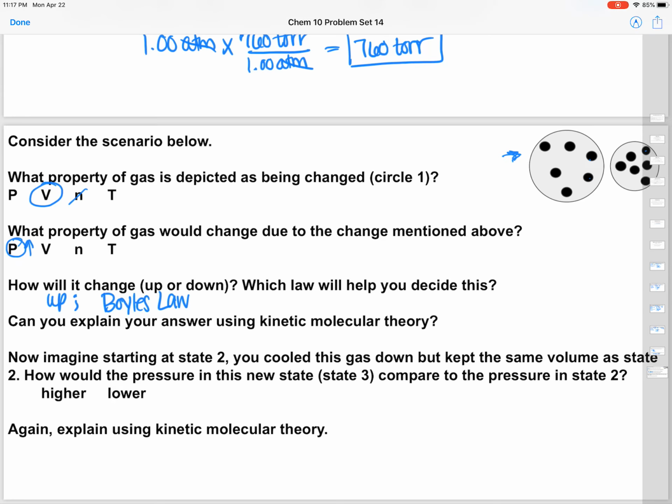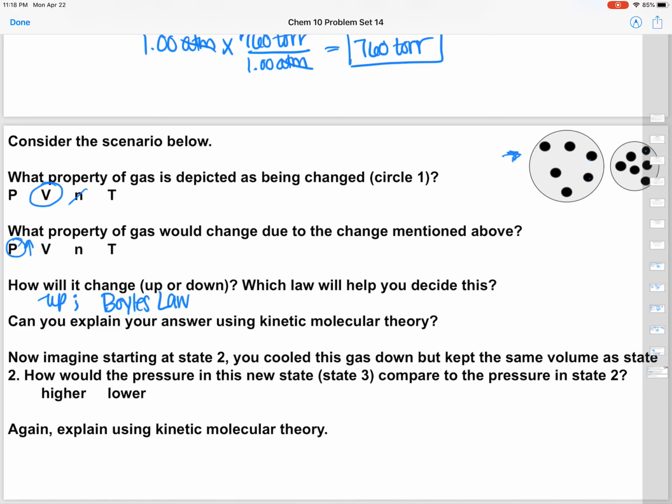So if the volume is reduced, if the space that they're in is smaller, they have less space to move around. So that means they're going to collide with each other and hit each other more often, which means they're going to hit against the walls of the container a lot more, which is going to cause more pressure. I'm not going to write that out because that's really long, but that's basically what that one is asking us.